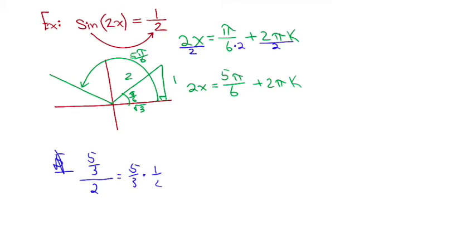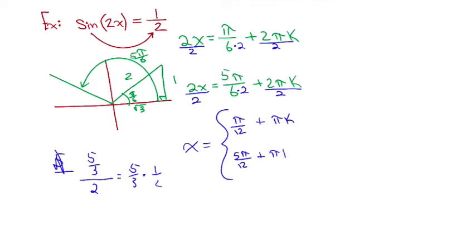So taking half of something is the same thing as multiplying the denominator by 2. Okay. Alright. And then the same thing here. Divide by 2, multiply by 2, divide by 2. So therefore, we're going to get x is equal to pi over 12 plus pi k. And then the other one is 5 pi over 12 plus pi k.